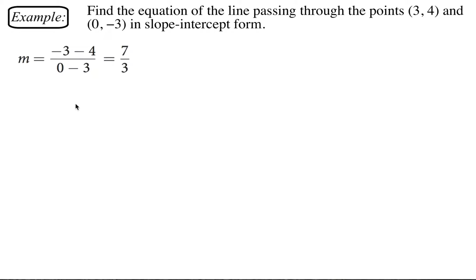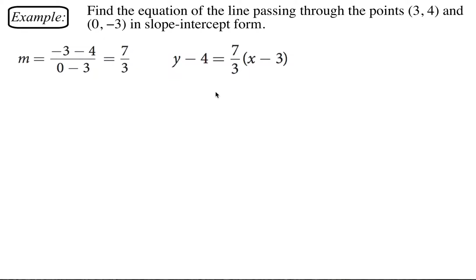Then we're going to go ahead and put it into our point slope form. Now it does not matter which of the 2 points you use. Now that we know the slope, we can pick either one. So in the first example I'm going to do here, I'm going to use the point 3, 4. So it's going to be y minus y1, which is 4, is equal to our slope that we just calculated times x minus x1, which is 3.